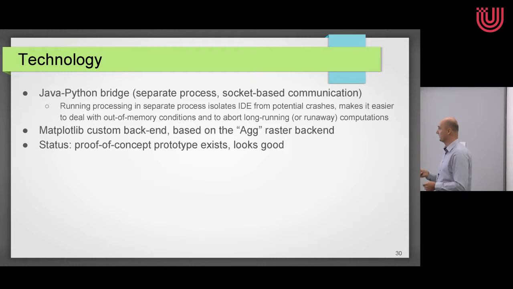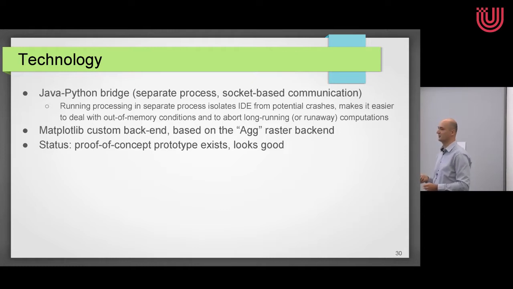Okay, we use the matplotlib custom backend. So basically, the Python process renders a pixmap, and we'll send the pixmap in a compressed form over to the IDE, and we show it in the IDE. And we have a proof of concept implementation, and it looks like it works quite nicely.